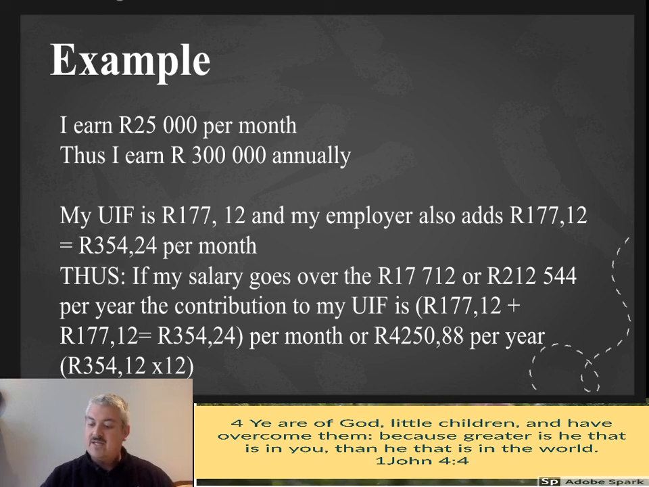Now what do we do? We divide it by 100, and that gives us a lovely little 121 Rand. What we do is we times it by 2 because it's 1% from my boss, 1% from me. That gives us 242 Rand and 3 cents. And all we do then is times it by 12 again, because then we have the annual contribution, and that comes down to 2,904 Rand and 3 cents.